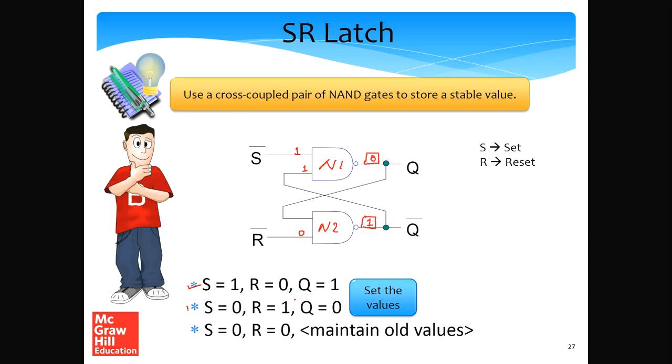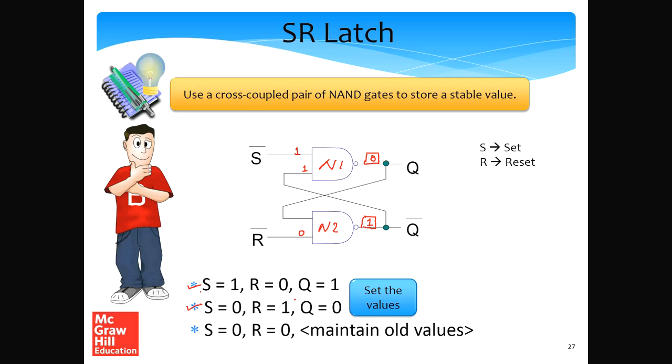Alright, so these two values we have verified. So what is the connotation again? The connotation here is that S stands for the set signal, and if S is equal to true, then Q gets set to 1, and R is equal to the reset signals. If R is equal to 1 and S is equal to 0, then Q gets set equal to 0.